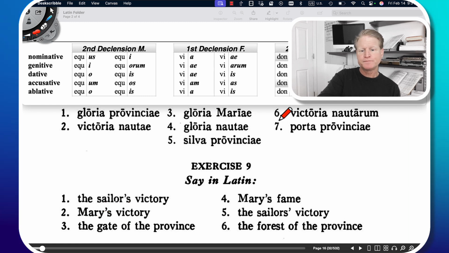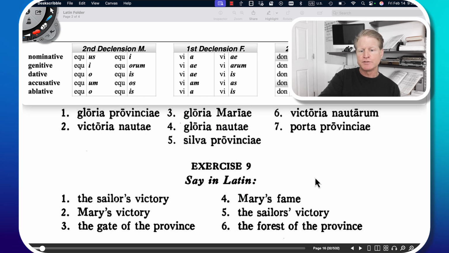Mary's fame. Fame would be the subject if we had a sentence, nominative case. Whose fame? Mary's fame. It's a possessive noun and it's an adjective, so we have the arrow for an adjective. So Gloria Mariae. We could use the word fama in Latin. Fama means fame. But we could also use Gloria. Gloria Mariae, the glory of Mary, Mary's glory. Fama Mariae, the fame of Mary, Mary's fame.